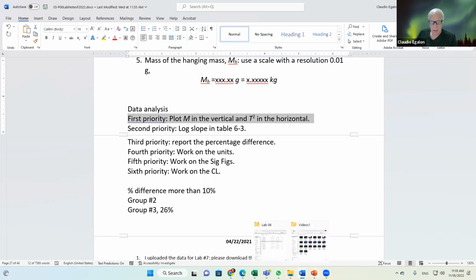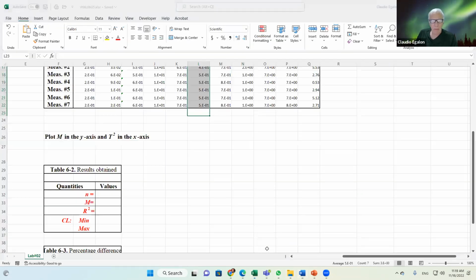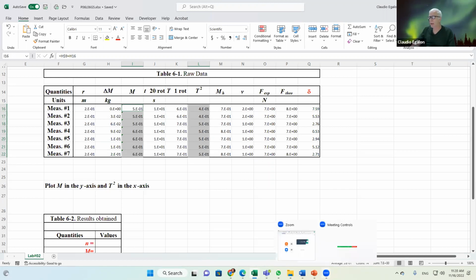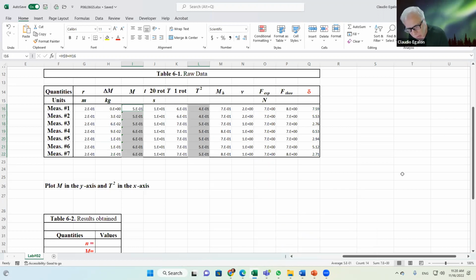Like I said, there's a little trick about this graph here. Remember that I told you everything that's to the right ends up in the vertical axis of the graph. So if you highlight that and this one here, you're going to get t squared in the y and m in the x. So you have to find a way to switch that in your graph. Otherwise, you're not going to get the right slope. So go ahead, try to do that, and I'll be back shortly.